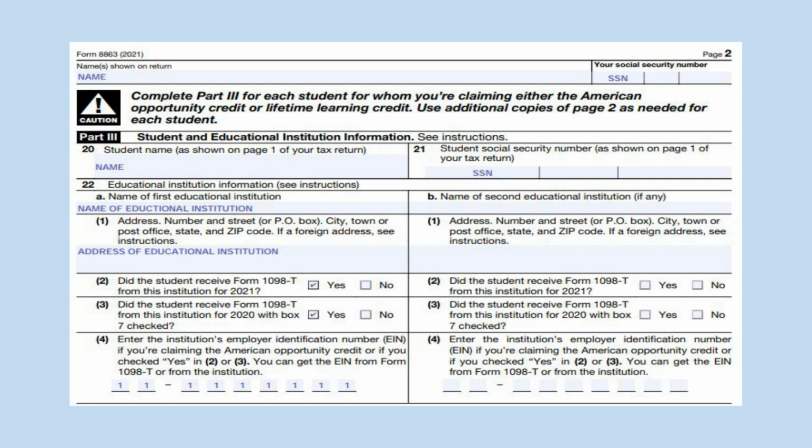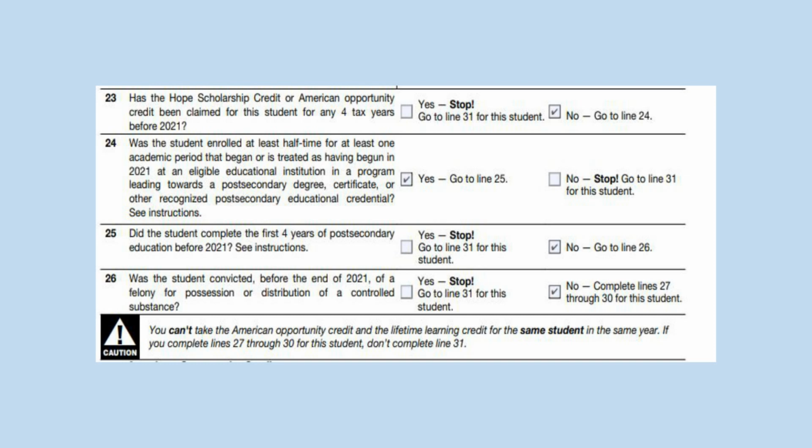On line 3, check yes or no depending on whether box 7 was checked on the 2020 Form 1098-T that you received. On line 4, put the EIN of the educational institution. You can find this on Form 1098-T. Line 23 will be no. Line 24, yes. Lines 25 and 26 will both be no.